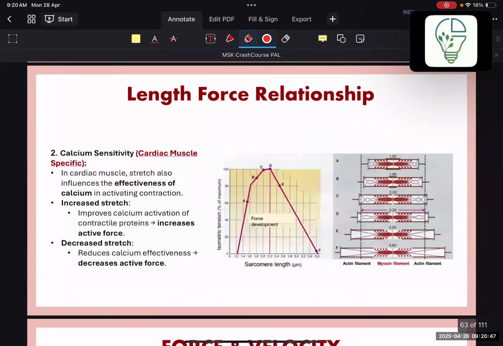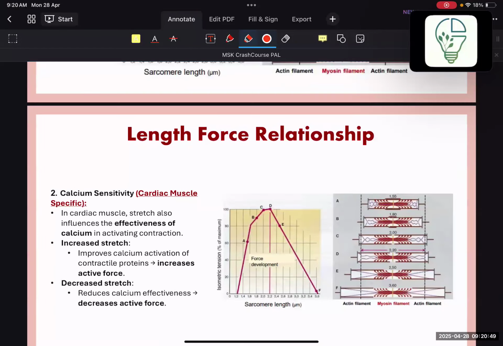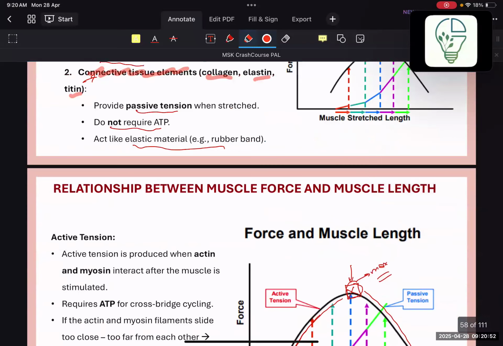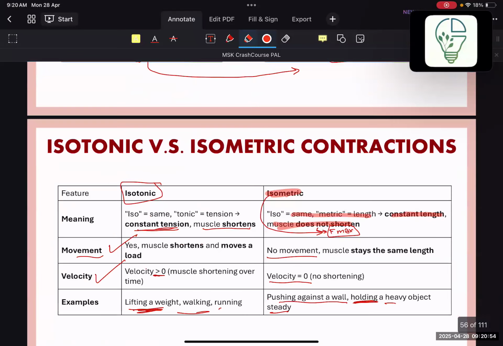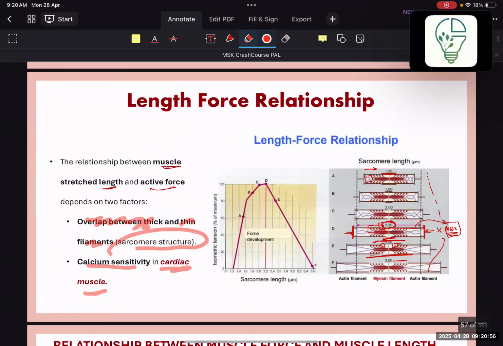Now, let's move on to our second factor, because what I've been explaining so far, remember how I said there are two factors that affect our relationship between the muscle length and the active force it produces? I said there are two factors.